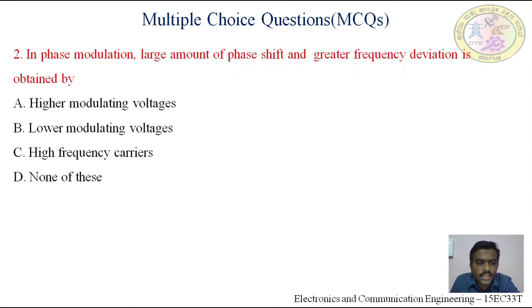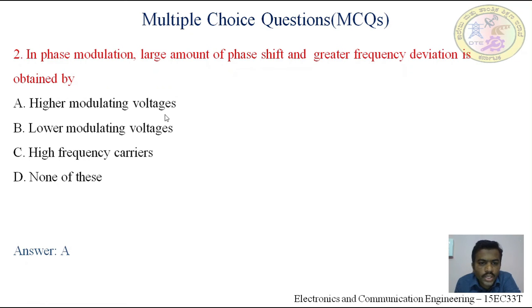Amplitude. Second question: in phase modulation, large amount of phase shift and greater frequency deviation is obtained by options: A. Higher modulating voltages, B. Lower modulating voltages, C. High frequency carriers, D. None of these. In phase modulation, large amount of phase shift and greater frequency deviation can be obtained by using higher modulating voltages. Hence, the answer for this question is A.